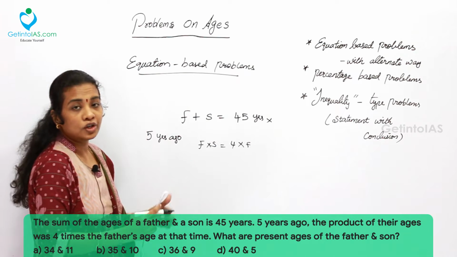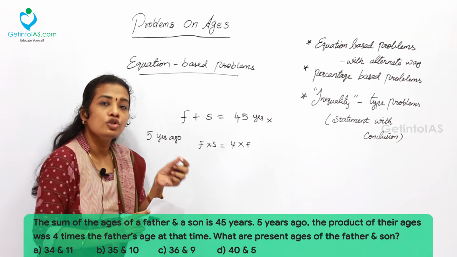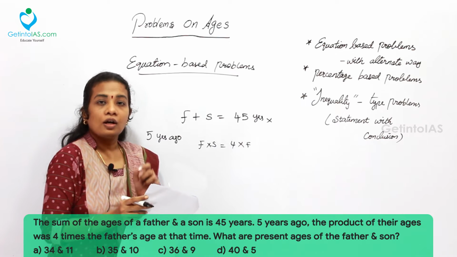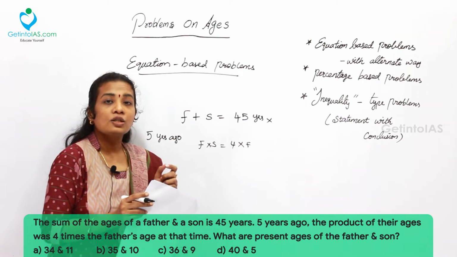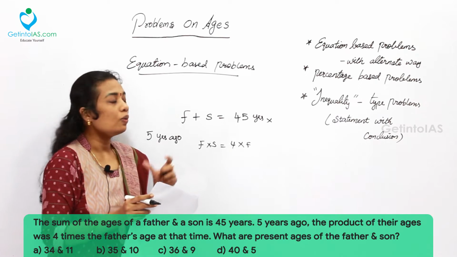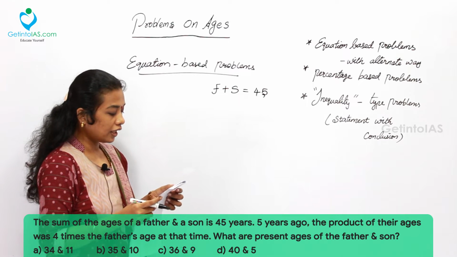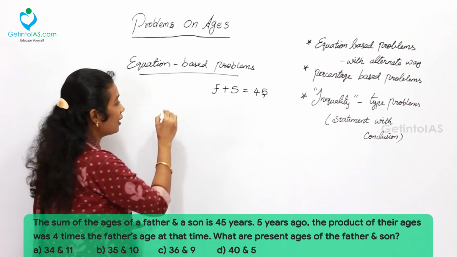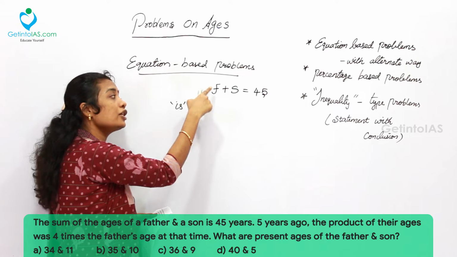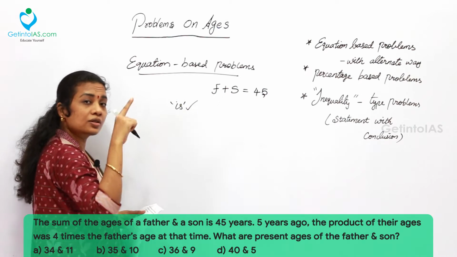So, under equation forming, we need to consider the past, present and future values. In the present, a person's age is to be considered as X. In the past, it is equal to X minus N years. In the future, it is going to be X plus N years. Now, let's write it down in that format. It is clearly given: the sum of the ages of a father and son is 45, so F plus S is 45. Then the next one, 5 years ago.